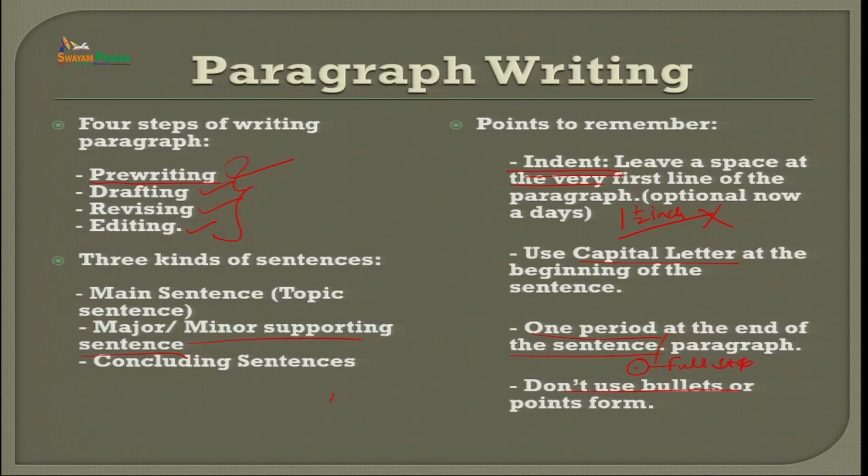And do not use bullets or point forms. In a paragraph, you are not supposed to use bullets or any kind of arrow or points in that paragraph structure. Understood? So, this is very important while talking about paragraph writing. Now, we will go one by one through how these things develop, and we will see first of all the difference between title and topic sentence.